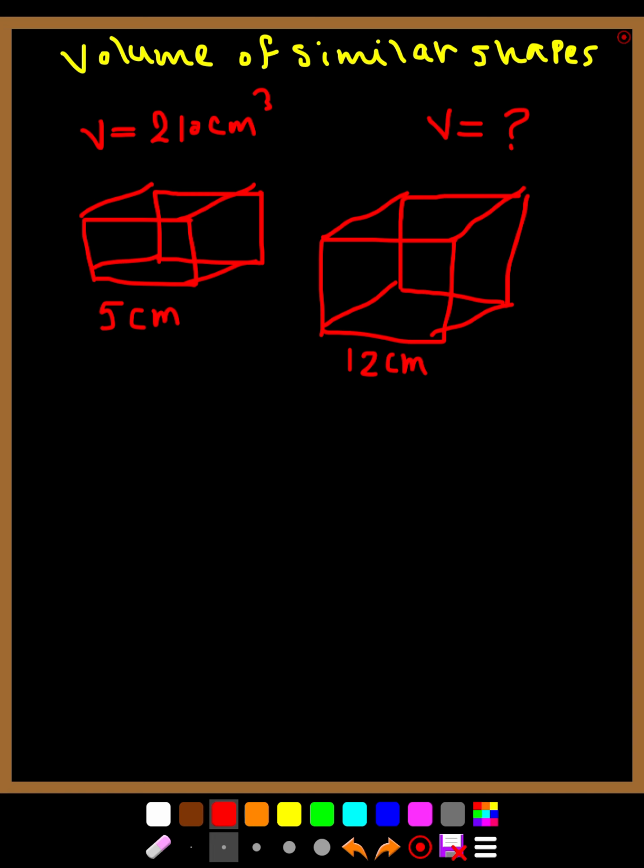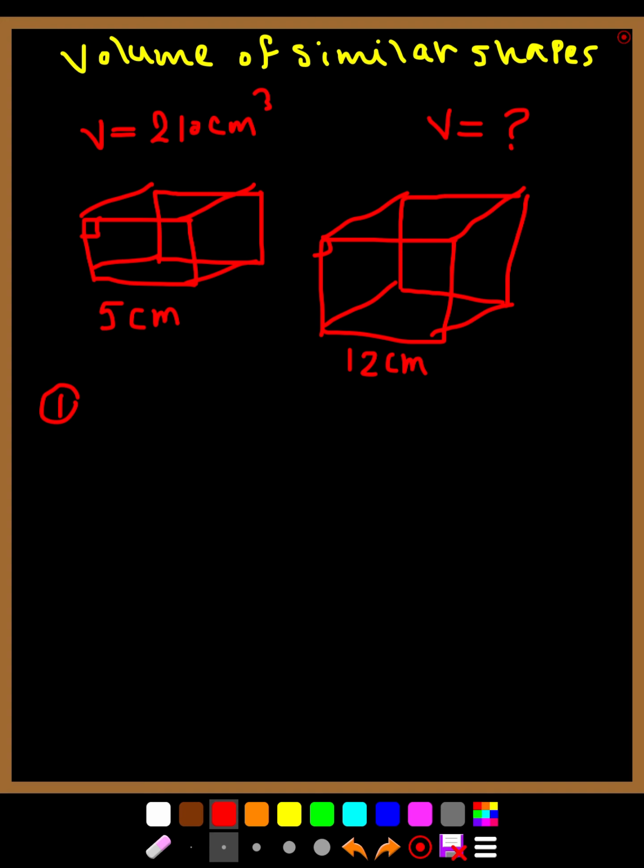First, let me explain what similar shapes mean. You can say that shapes are similar under two conditions. The first one is that the corresponding angles are equal. For example, if this angle is here, it should be the same as this one here. The second condition is that the corresponding lengths are in proportion. So these are the two conditions for two similar shapes.